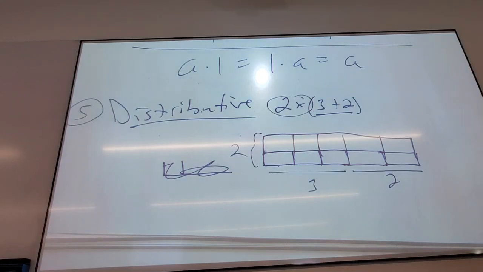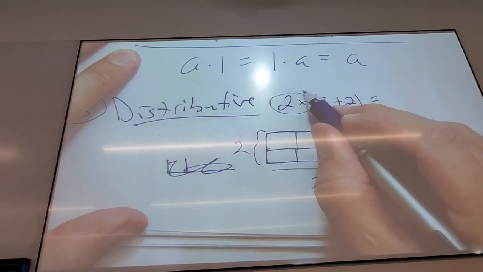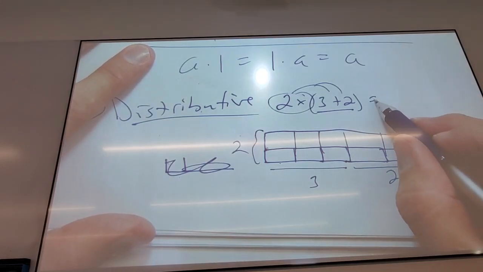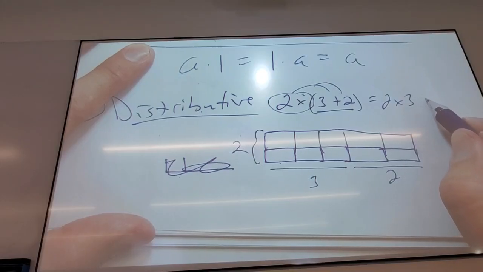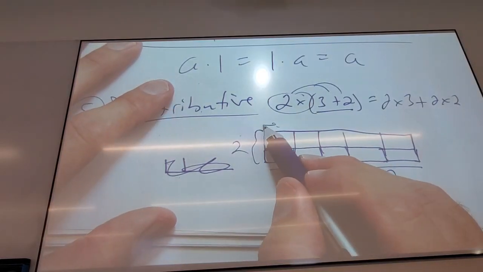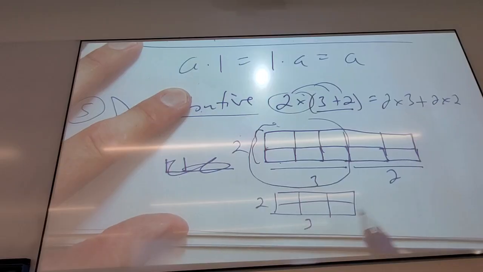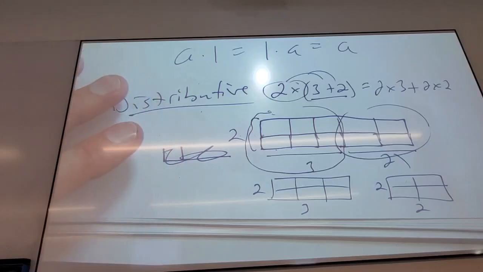Now, how does distribution work algebraically? How would this be rewritten? Distribute for me, what would you do? Don't give me the answers, tell me what the work would be. 2 times 3? 2 times 2? Plus, yes. And you can see, if I just take this guy, isn't this 2 times 3? And then I put this next to him. That is 2 times 2. And that's the same object. Yes, I just broke it in parts.